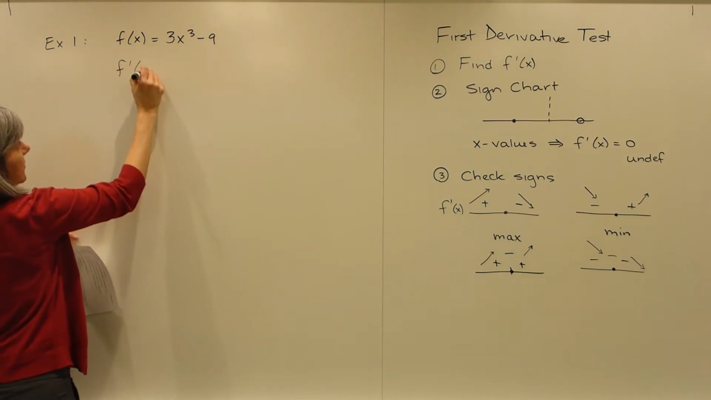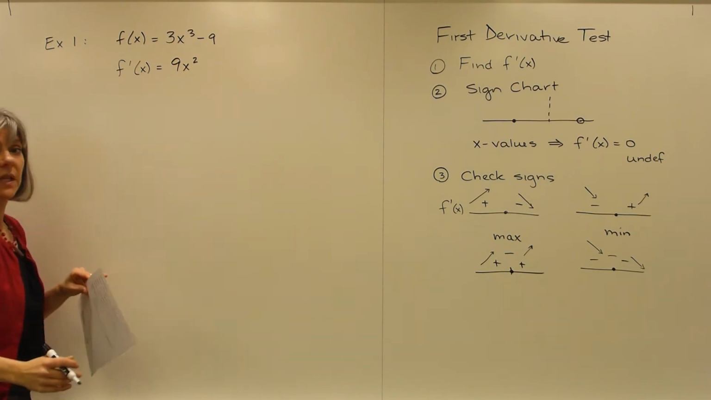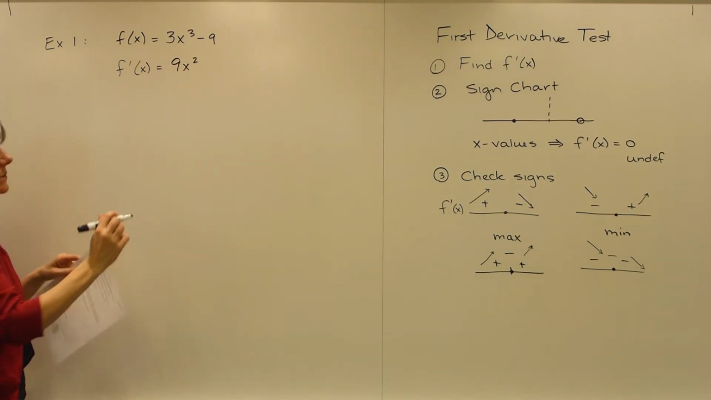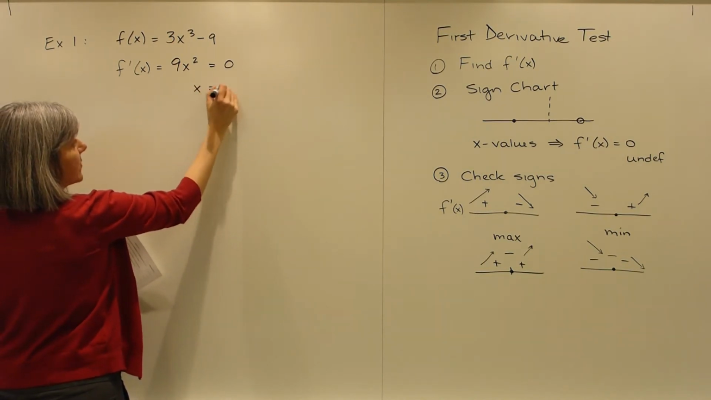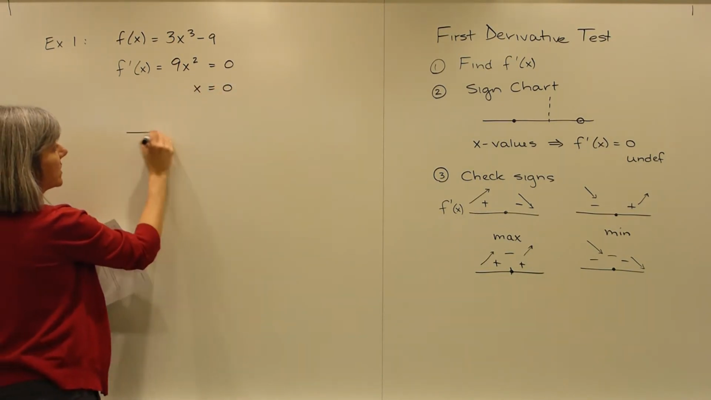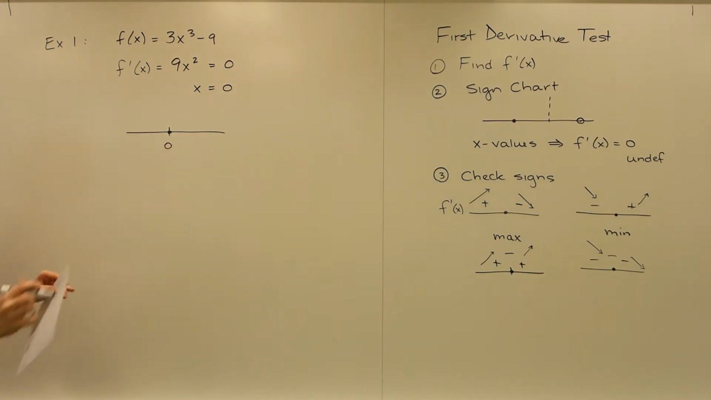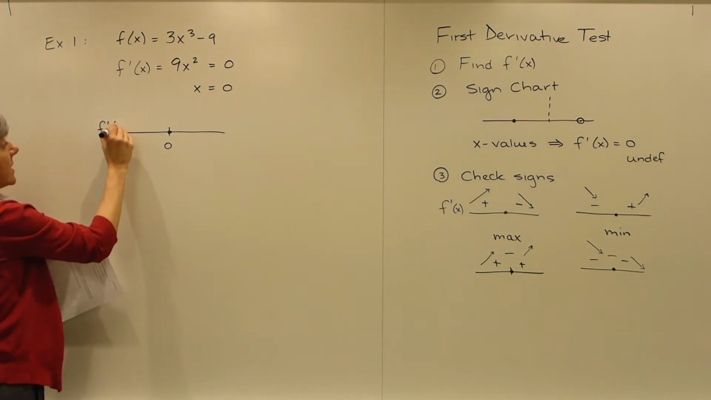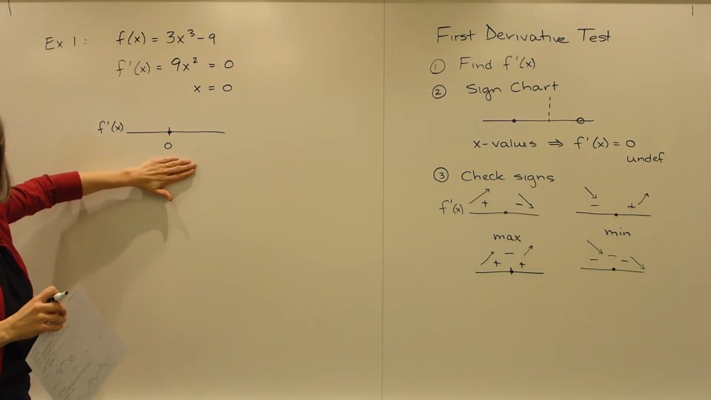So that's the first order of business. So clearly 9x squared, very easy. Now I want to get a sign chart, so I want to set this equal to 0. That only happens when x equals 0. So for this particular problem, x equals 0 is my only partition point. And in this case, is it also in the domain? Yes, so this is also a critical value.